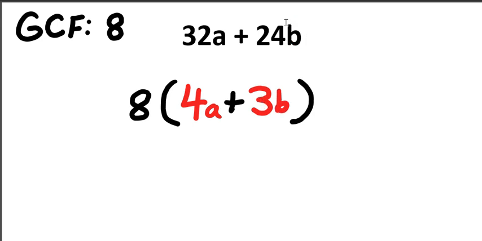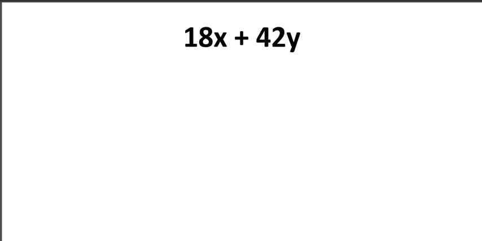Now, just because I'm paranoid, I always like to double check my work. So let's do it. Is it true that 8 times 4A gives me 32 A's? Yes, that is absolutely true. Okay, and is it true that 8 times 3B gives me 24 B's? And yes, that is absolutely true. So I have successfully represented this using the distributive property. So let's look at a couple more examples just to drive this home.